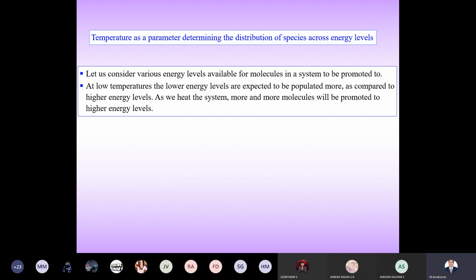Why does the temperature increase? Because the molecules inside the system gain heat and try to promote more and more molecules to the higher energy level. From lower energy level to higher energy level, the molecules inside the system get promoted. So that's why the temperature increases in the system.